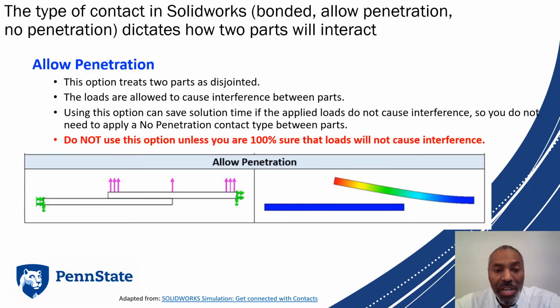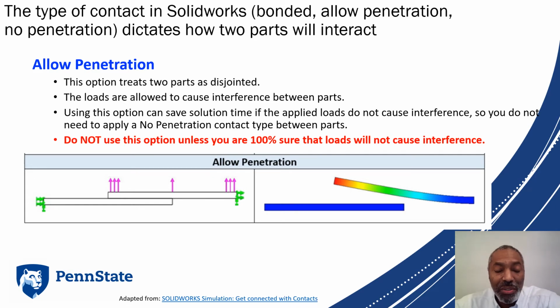The allowed penetration option treats the two parts as if they're disjointed. The loads are allowed to cause interference between the two parts because numerically, as we said before, there's nothing telling the program that these two things are actually trying to exist in the same space.